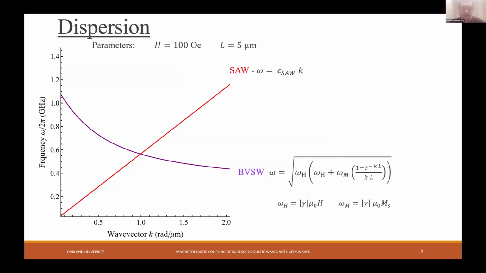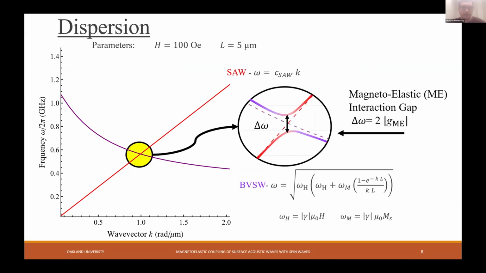So here's the spin wave dispersions again. Surface acoustic wave, linear, backward volume spin wave comes down. And right here where they cross, they will couple. Magnetoelastic interaction. I'll note the coupling rate is GME, and this frequency gap is 2 times the coupling rate. I highlight this frequency gap because it's very unique where they cross.